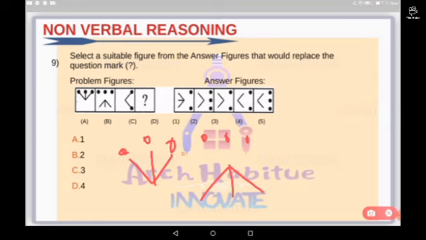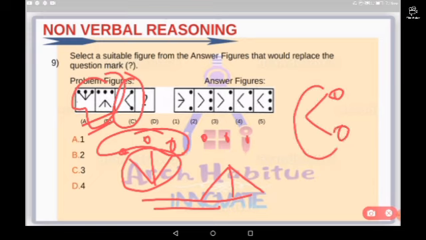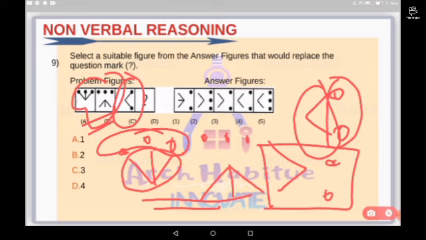Now the next question: we have the pair similarity over here. This object is upside down, but these objects will be as they are. So in this case, option C is like this. This option will be upside down, which is like this, and the 2 dots will be as they are. So this will be the correct option, which is C, right? Or figure 3.